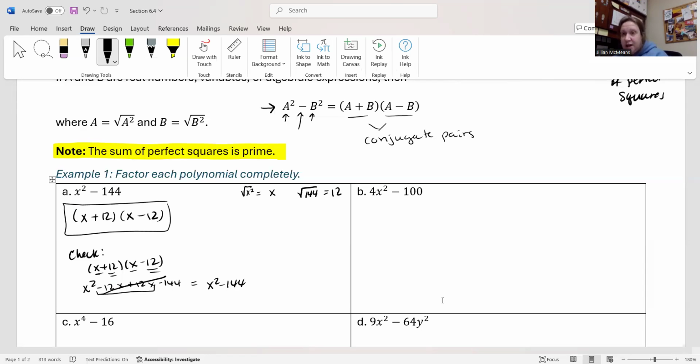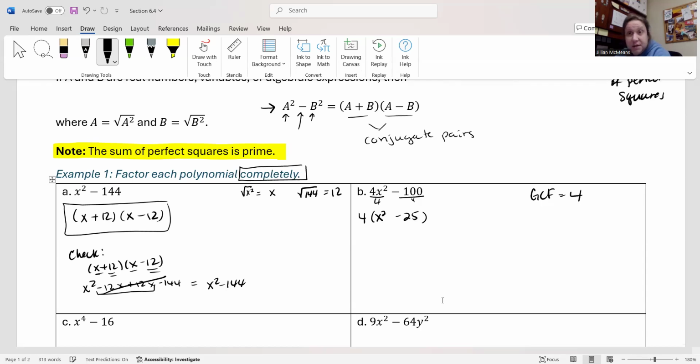But look for a GCF, because at the end of the day, we need to make sure we have factored completely. That means our final answer has no common factors or GCFs or anything that can be divided out. And the way to save yourself a little bit of heartache is look to see if you have a GCF first. And in this case, we do. So we have a GCF of 4. So let's go ahead and take care of that GCF first. So I'm going to divide out a 4. Well, 4x squared divided by 4 is just x squared. Negative 100 divided by 4 is just negative 25.